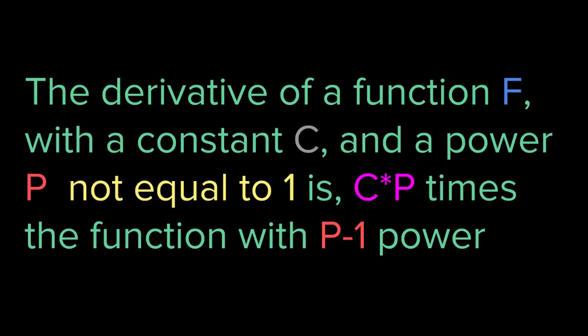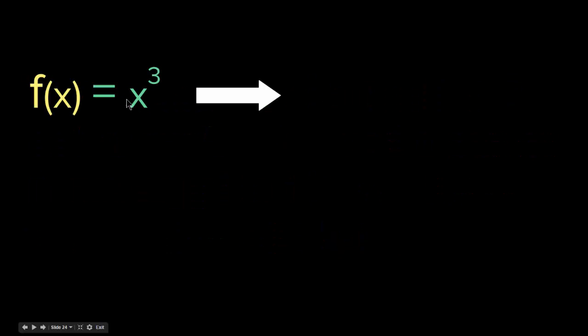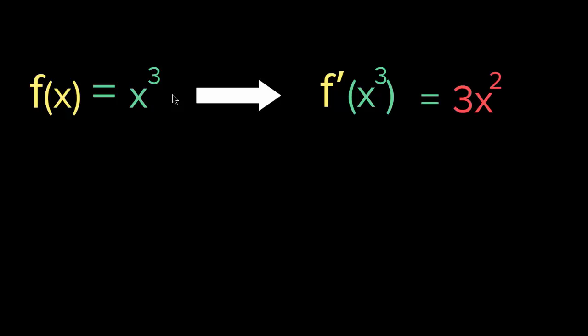Well, as I said, all you have to do is take the power multiplied by the constant, multiplied by the variable that you already have, and subtract 1 from the power over the variable. So here our constant is 1, our power is 3, so it becomes 3 times 1 equals 3, so it becomes 3x, and here we have to subtract 1, so it becomes 3x squared. So f prime of x is 3x squared.